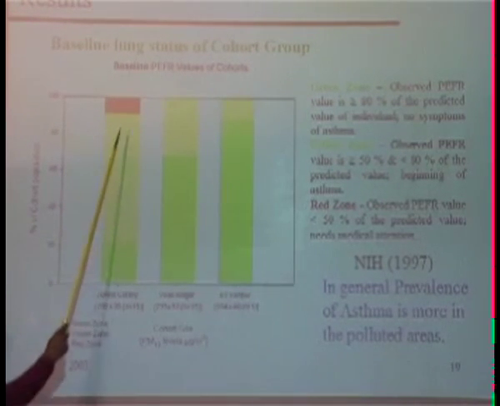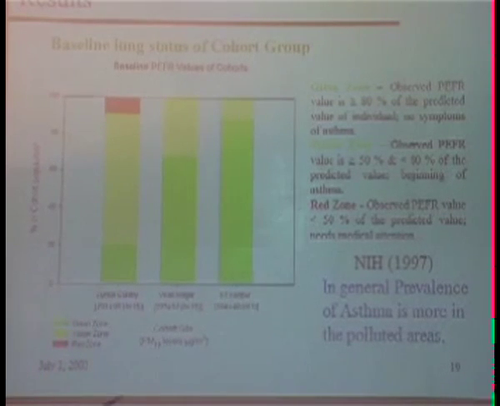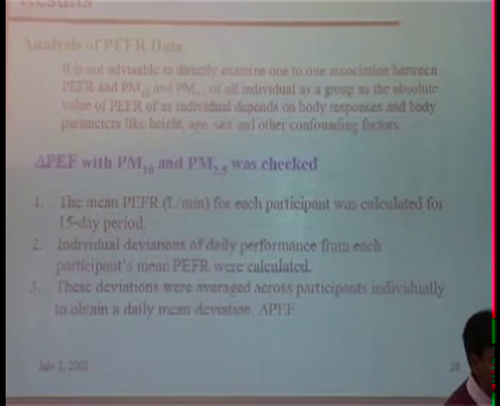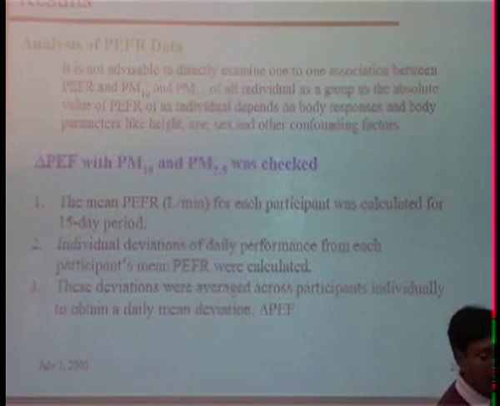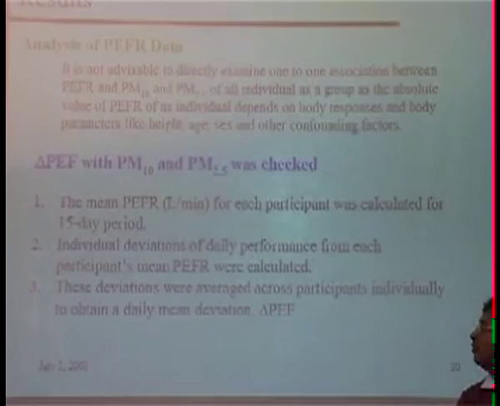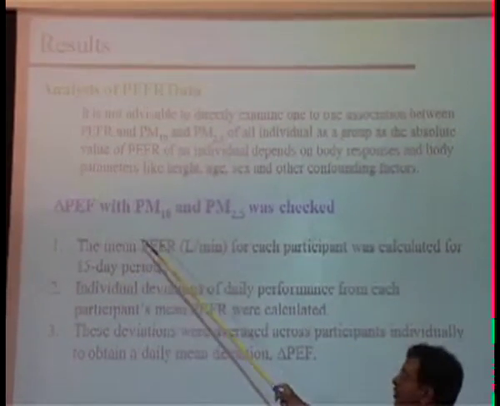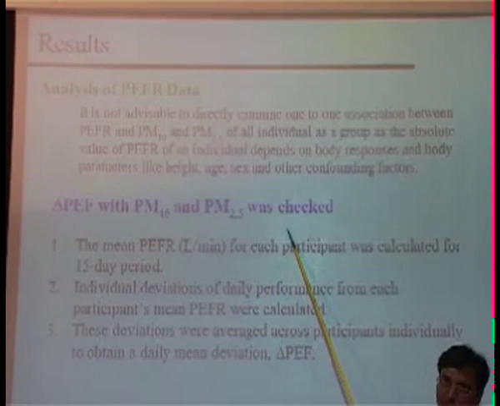Likelihood of these people, with the pollution or whatever the reason, is that they could be pushed to the red zone or the problematic zone. So you can clearly see how the pollution has an effect on PEFR. But more than that, the analysis was done for the changes in delta PEF with respect to PM10 and PM2.5.